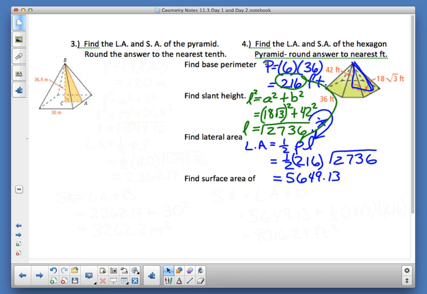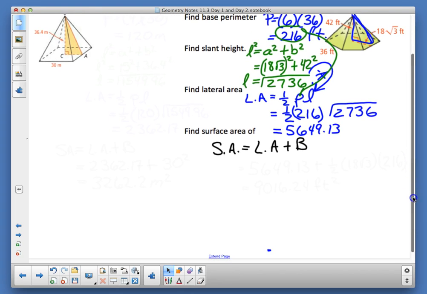5,649.13. Now, please be advised, I rounded it for this problem at this point. But the value of 5,649.13031 is still in my calculator, okay? Because I'm still working with that value. Now, I'm asked to find surface area. Surface area is my lateral area I just found, LA, plus my base.